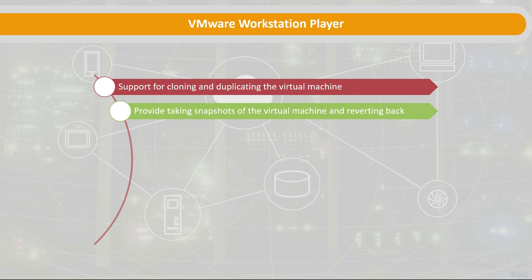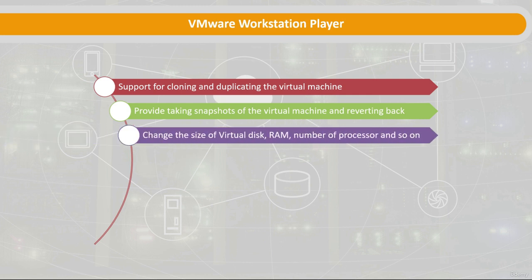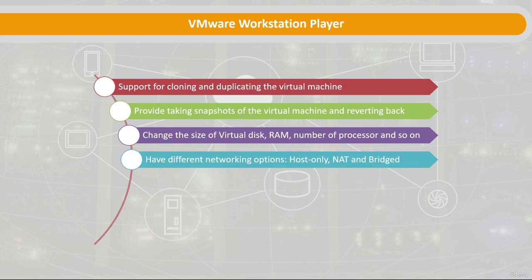So this feature, Revert Back, is terrific, and you'll certainly understand what I mean when we practice. Now, another great feature is the ability to change the size of the virtual disk, the RAM, number of processors, and so on. Now, naturally, you're also going to find the networking options in virtualization software are impressive. Generally, they have a different perspective for networking. Host-only, NAT, and bridged are only some of the options.